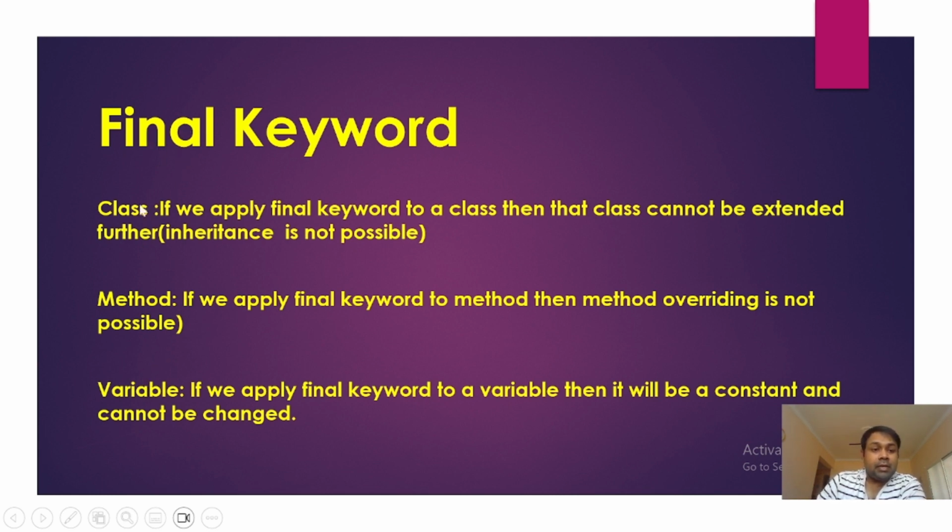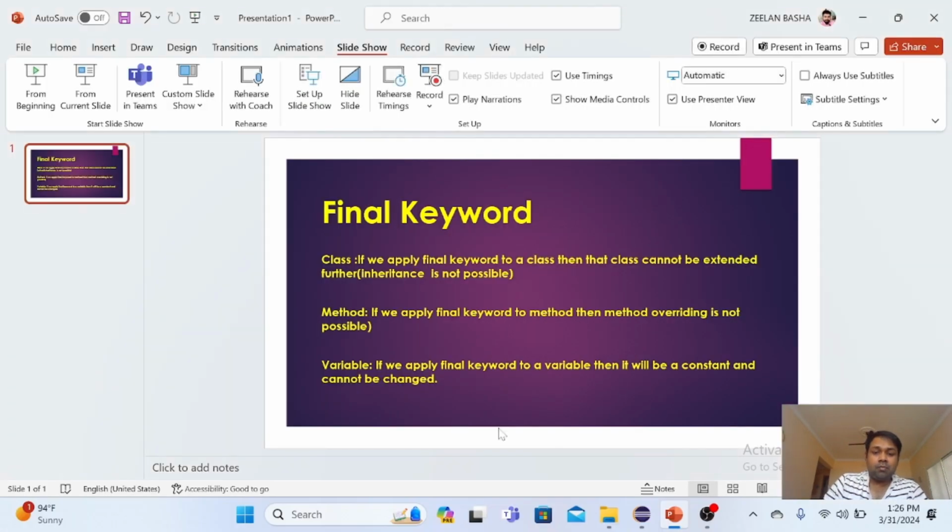If we apply a final keyword to a class, then that class cannot be extended further. What does it mean? Inheritance is not possible. So let us see how the final keyword can be applied to the class. And what is the purpose? First of all, we have to discuss one thing: what is the purpose of using the final keyword? Using the final keyword, we can restrict users from a few things. The restriction is for a particular class, a particular method, or a particular variable. As we are discussing the class, let us see it now.